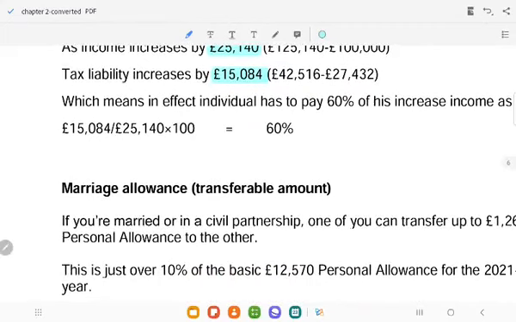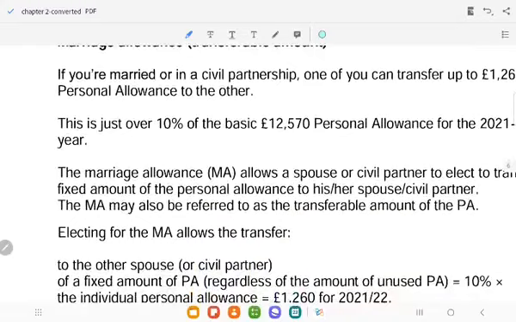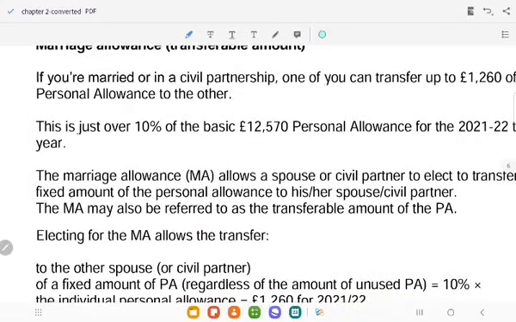when it is 1,25,140. Marriage allowance is allowed to couples, but it is restricted up to 10%. No doubt 10% of 12,570 is 1,257, but for the Finance Act 21, it is mentioned in the Finance Act as 1,260 of personal allowance that can be transferred. So if you are going to decide to transfer a personal allowance between the spouses and the civil partners, you have to remember it is the fixed amount of 1,260 that you should transfer.